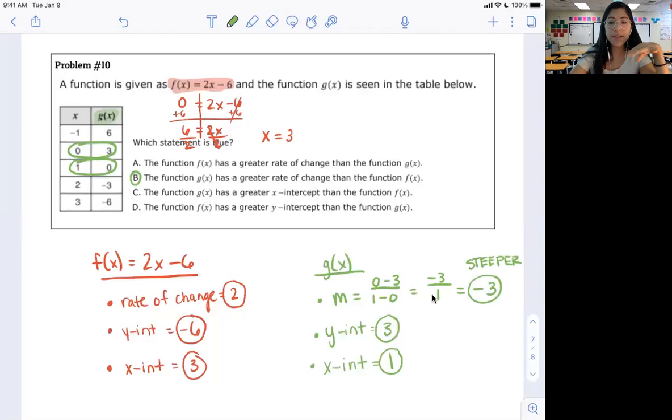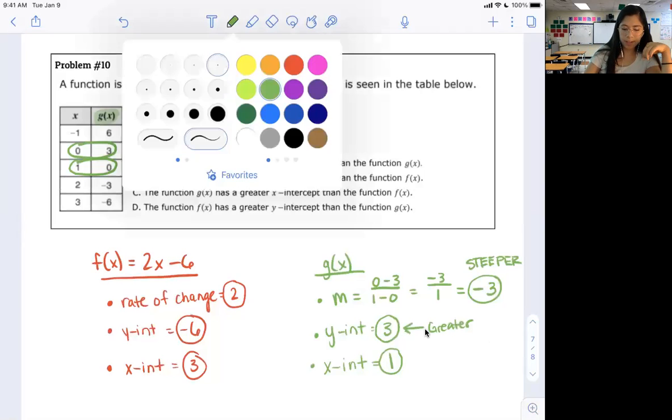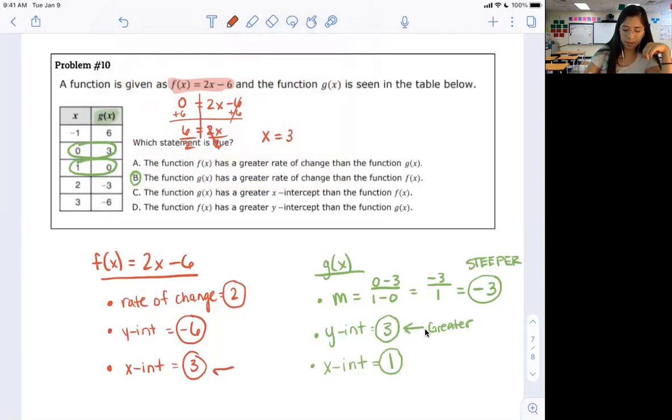Now, the thing with the negatives, that only matters for rate of change. So in terms of y-intercept, this one's greater. And in terms of x-intercept, this one's greater. So that little trick only matters when you're talking about the rate of change.